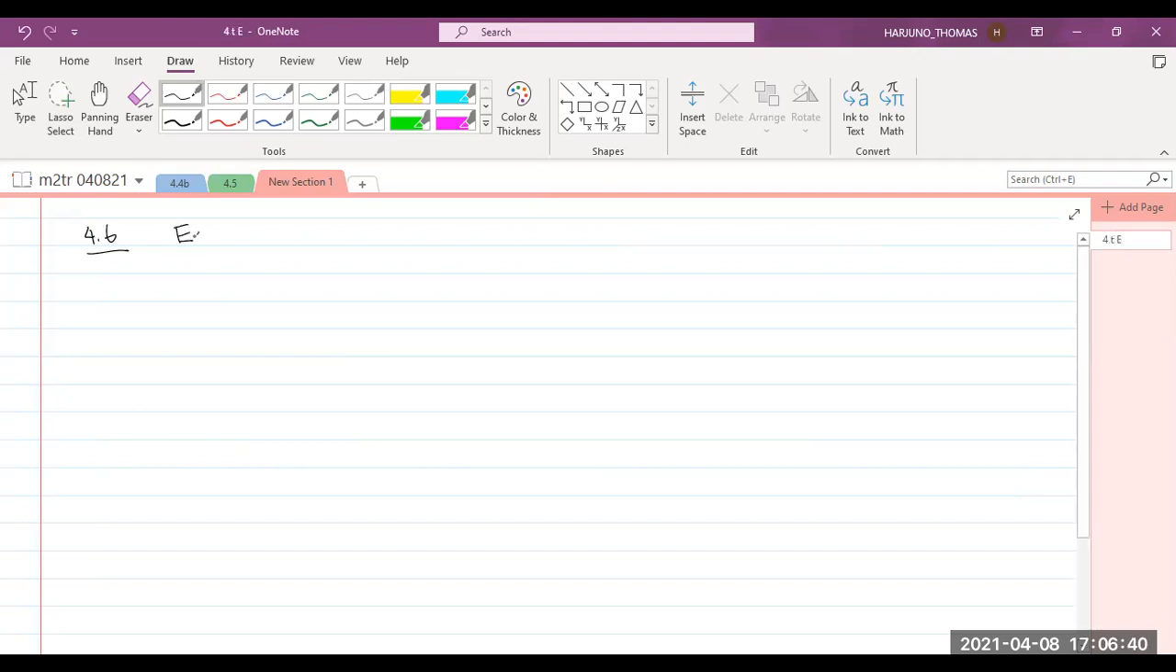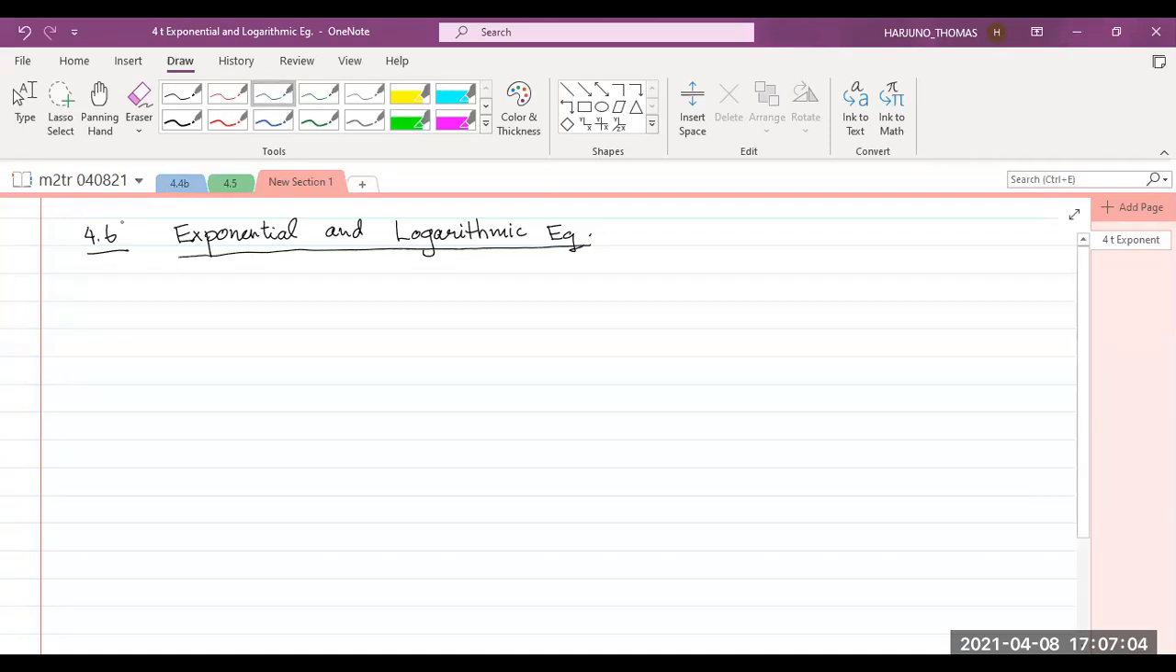Exponential and logarithmic equations. One extra thing that I have not taught before, at least I have not mentioned it, is change of base. It must be in my lecture, but change of base says the following.